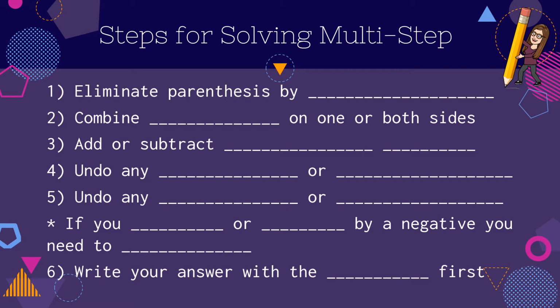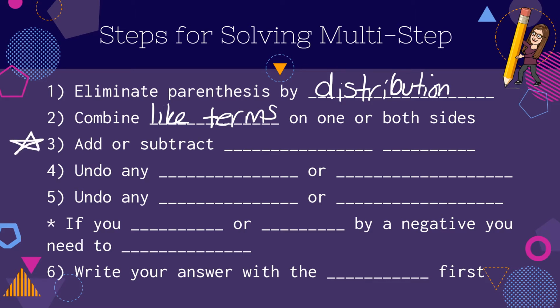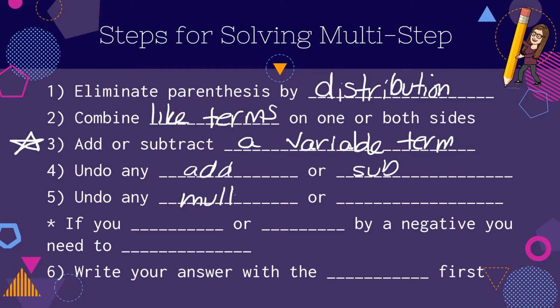So let's start off with, we're going to eliminate parentheses by distribution. We're going to combine like terms on one or both sides. And here's our step we're adding to this particular lesson. We're going to add or subtract a variable term. Now, if you want to say add or subtract the letter to make it a little easier, that's fine too. Next, we're going to undo any addition or subtraction. We're going to undo any multiplication or division.